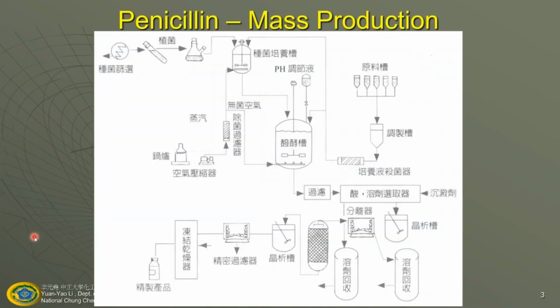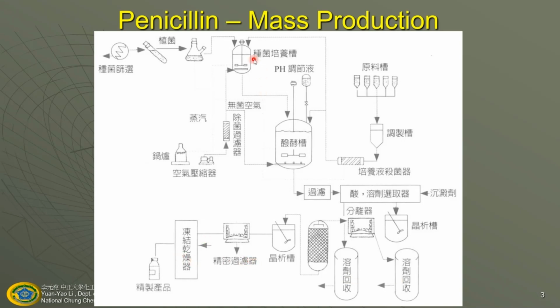So what is a process? I hope you still remember this is the mass production of penicillin. As you can see, this is a kind of reactor, although you don't know what this is, okay? You probably understand Chinese, but you don't know how it works. But anyway, this is a kind of reactor, which is a chemical process, and there are some physical processes.